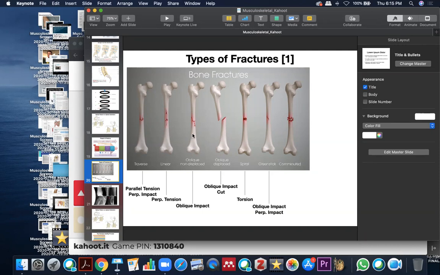And then pretty much the other main ones would be the spiral fracture, which would be like a torsion. So if you twist it... Alex Smith was spiral. Was it in the tibia? I imagine it was the tibia, maybe the femur.